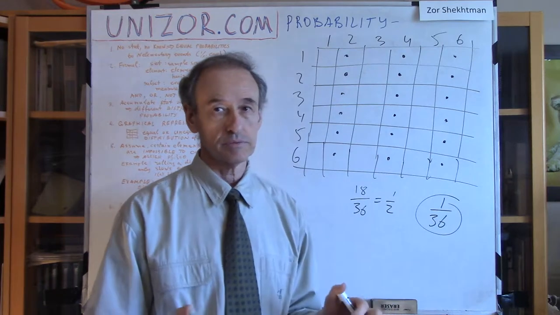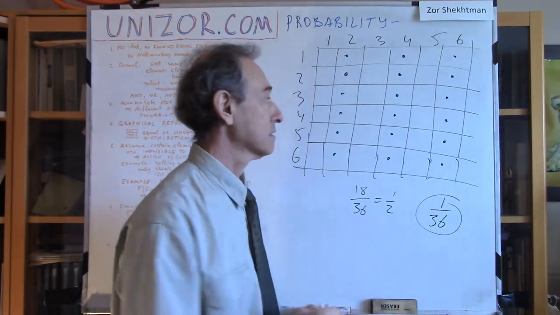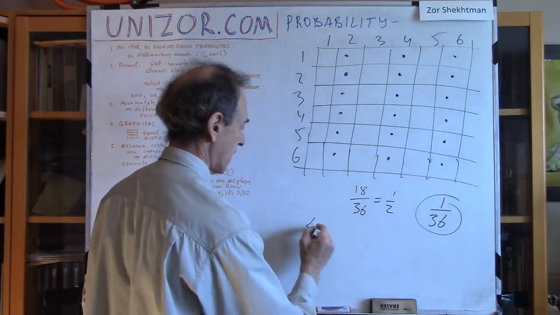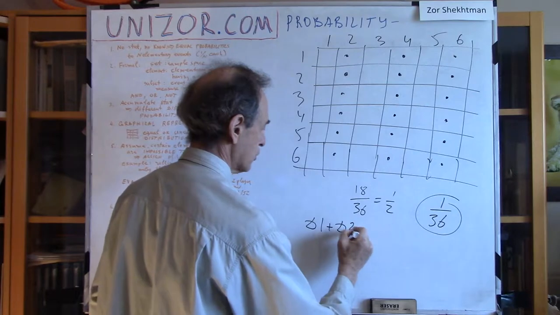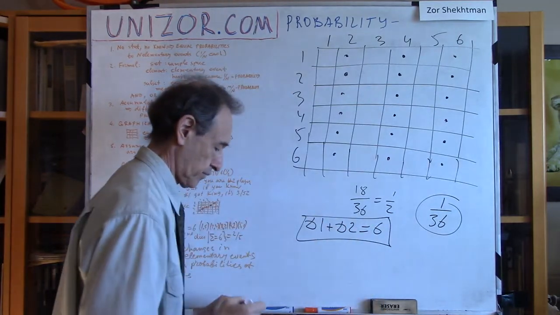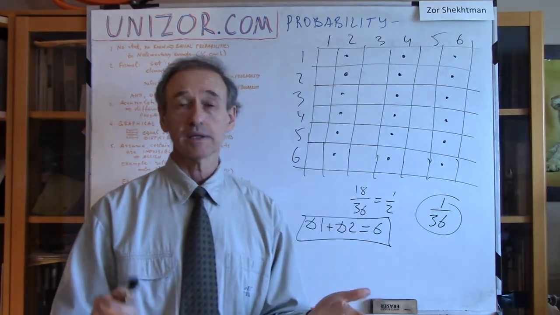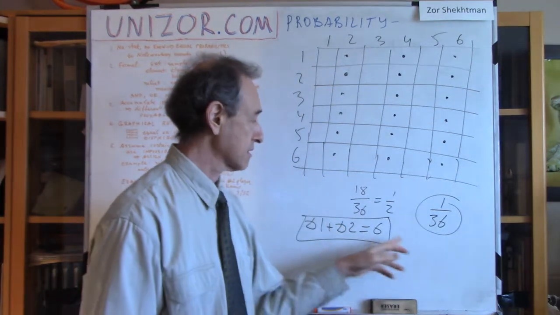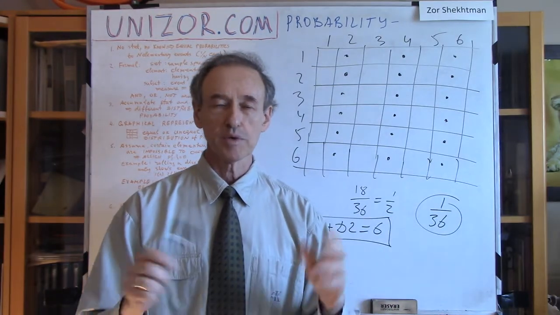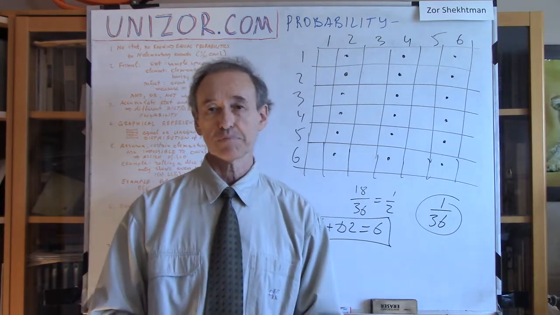What if my dice are special, and they are so special that their sum, so dice number 1 plus dice number 2, always comes to 6. Now, by the way, it can be actually practical. I mean, you can say that this is impossible to have such two dice that will always fall in a way that the sum is equal to 6. But I can make a different experiment.